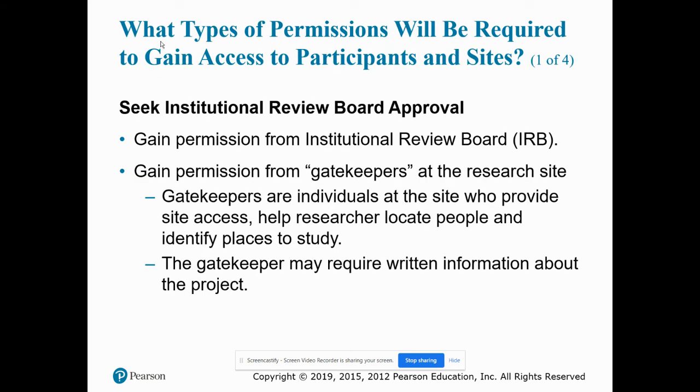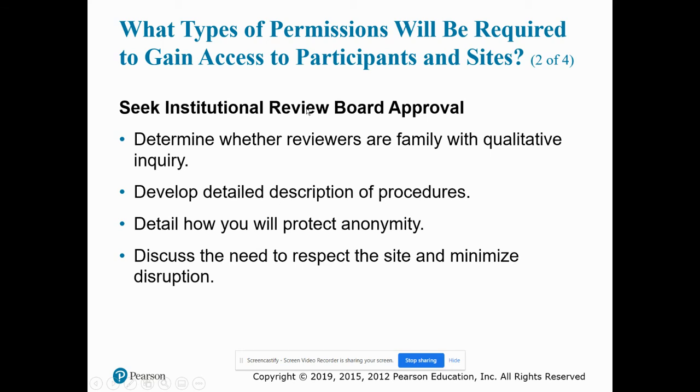Now, on page 210, it goes over what the IRB or your institutional review board will need to review when you seek approval to conduct your study. Okay, so you would have to get permission from the IRB. First, you can get permission from the gatekeeper at the research site. So the gatekeepers are those individuals who can give you access to your site. They will require written information about your project, and we'll go into that in more detail.